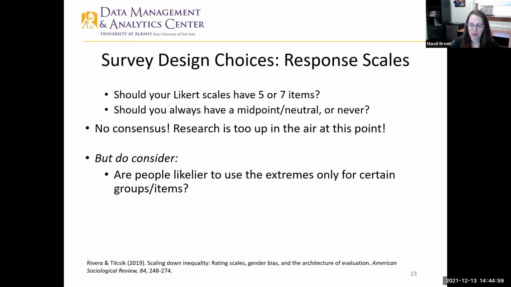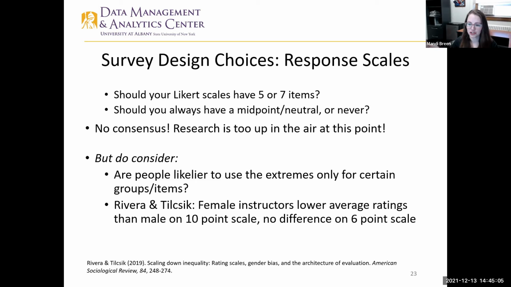Also, there are some really interesting biases that research has found, where people are more likely to use the extremes in certain instances. So this one research paper found that if they used a 10-point scale for rating instructors, people only used the highest ratings for men, not for female instructors.